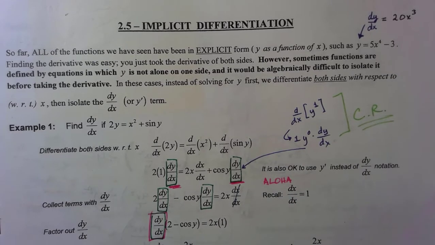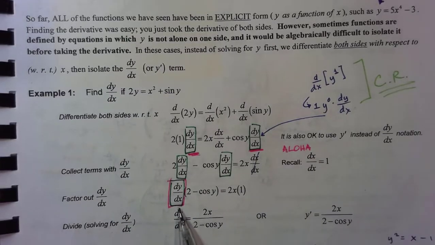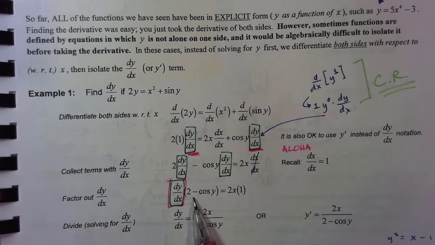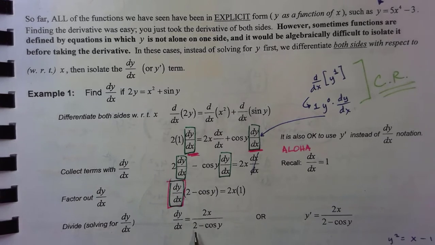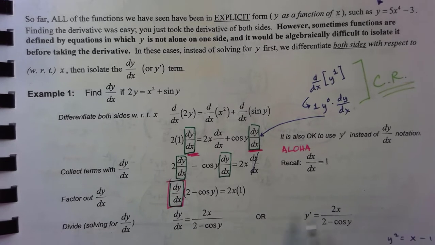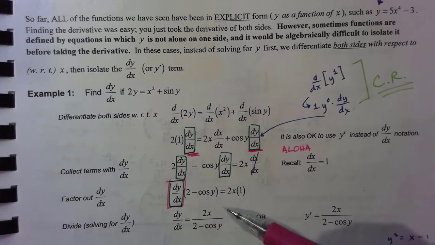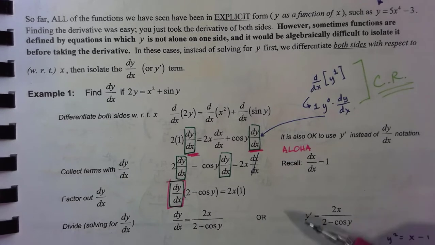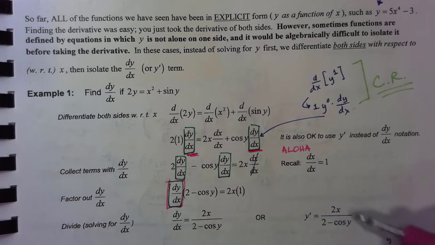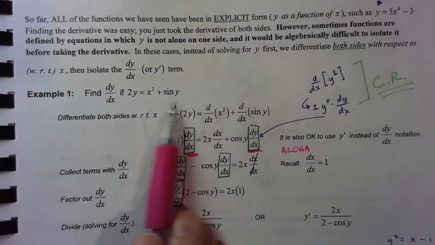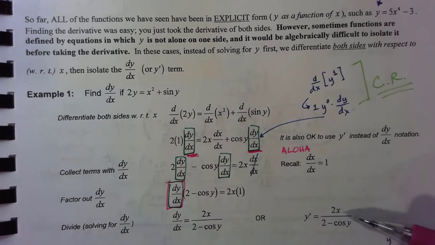We can cancel that. So now we factor out dy/dx, and we're left with 2 minus cosine of y equals 2x. So dividing by 2 minus cosine of y, we get dy/dx to be 2x over 2 minus cosine of y. You could also write this as y prime. But this means to find the derivative on this curve, we would need both the x and the y coordinate of the points.